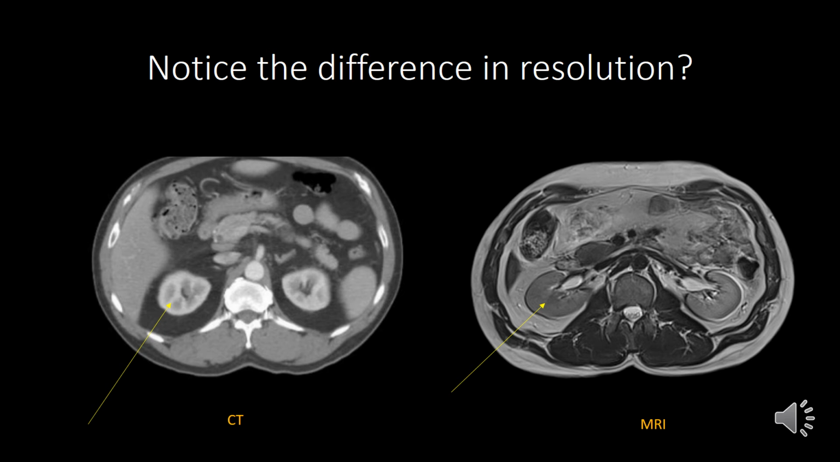So MRI has a stronger or higher spatial resolution, which refers to how sharp the image is or how clearly you can distinguish between 2 points. Again, just look at the kidneys in the CT compared to the MRI.